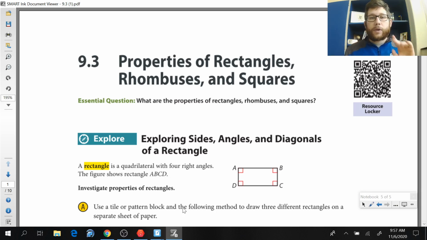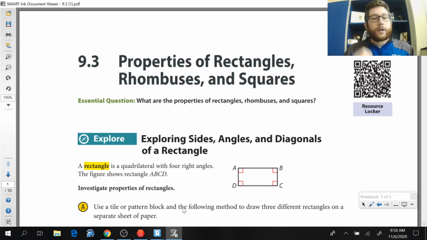So 9.3, we're going back to our original statement. If it's a rectangle, what do we know? If it's a rhombus, what do we know? If it's a square, what do we know? All right, so that's kind of where we're starting here. So we're going to start with rectangles here.